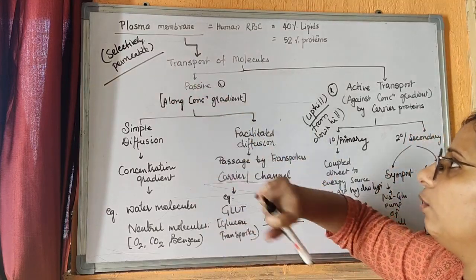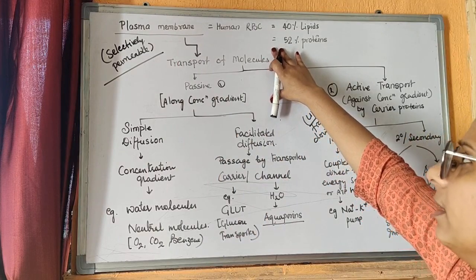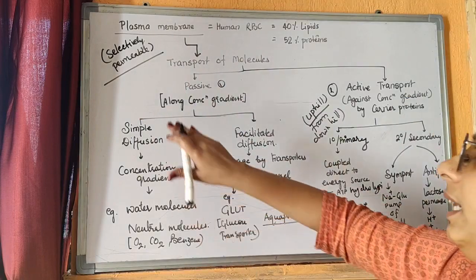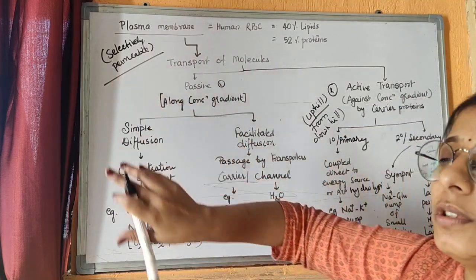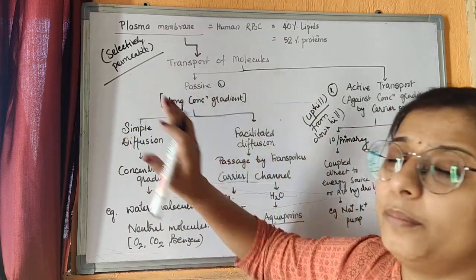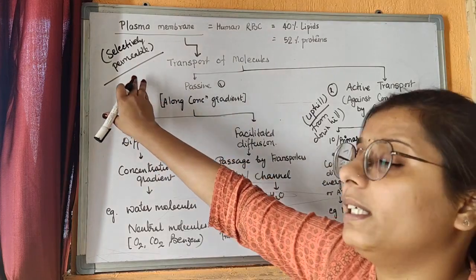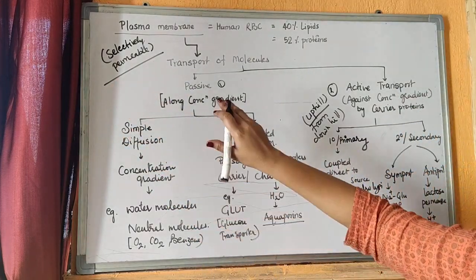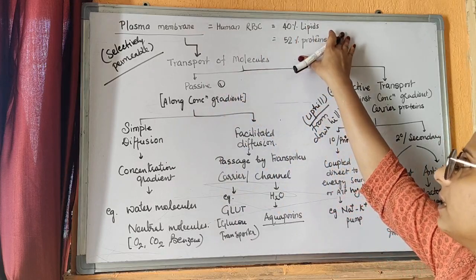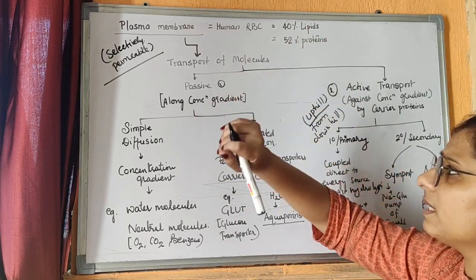Today we will study the plasma membrane and the transport through it. We all know that the plasma membrane is selectively permeable. It only allows a few molecules to pass over it, and it acts as a barrier so that the molecules in the cytoplasm cannot interact directly with the outer environment. In human RBC, 40% is lipid and 52% is protein, forming the plasma membrane.